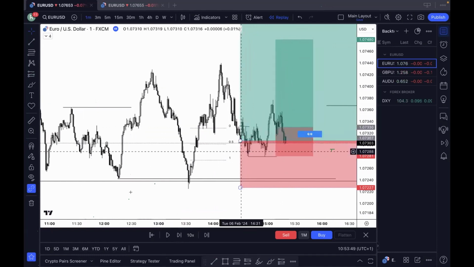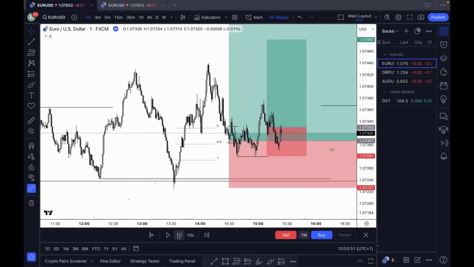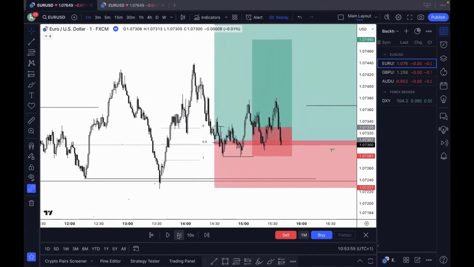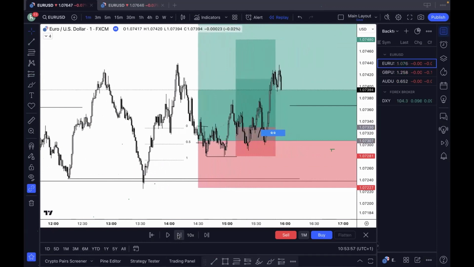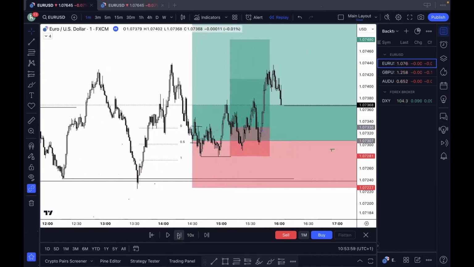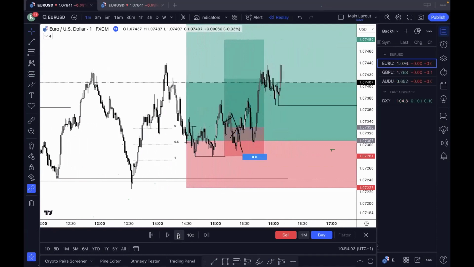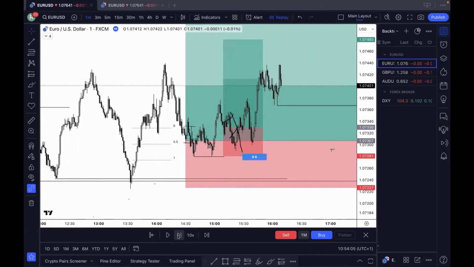So here you see we have our buildup, we have a choop, and that's basically our inducement. After that, you have another entry.